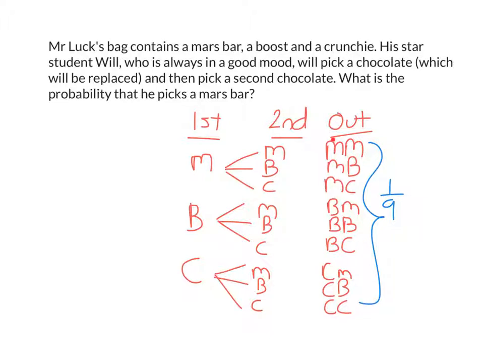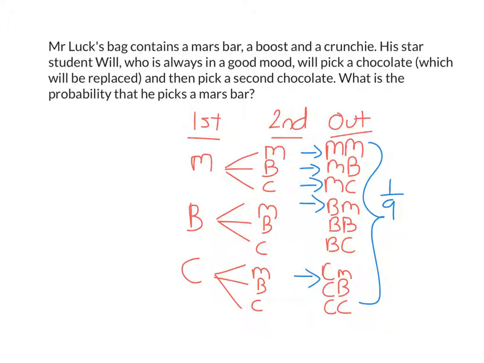So the first one counts. That has a Mars bar. This one has a Mars bar. This one does. So does this one, but this one doesn't. This one doesn't, doesn't. So if we go through and look at the ones that have a Mars bar, these first 4 all have a Mars bar, and then there's another one here.